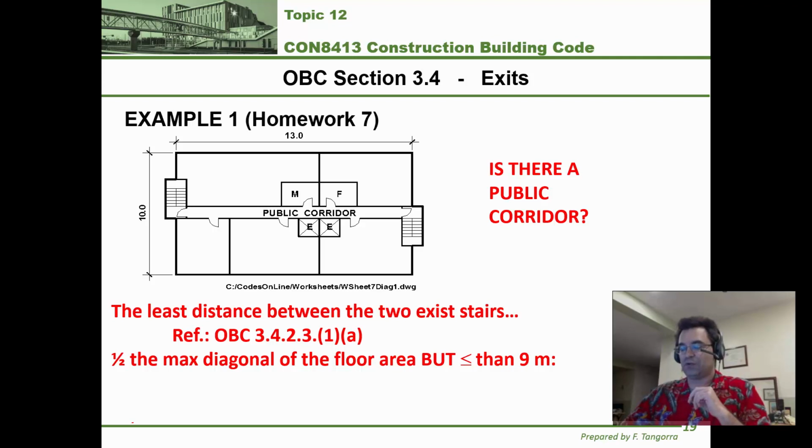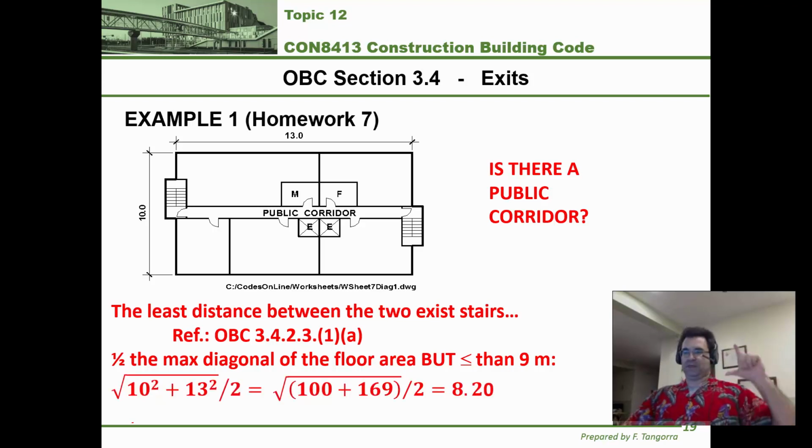So half diagonal of the floor, but because it's a public corridor, that distance cannot be more than 9 meters. So we do 10 squared plus 13 squared, square root of that divided by 2, and I get 8.2 meters. Make sure you can get this calculation. You can do it, okay, and get the same number. 8.2 meters is less than 9 meters, so that means that these two exits you see here have to be no more than 8.2 meters apart.